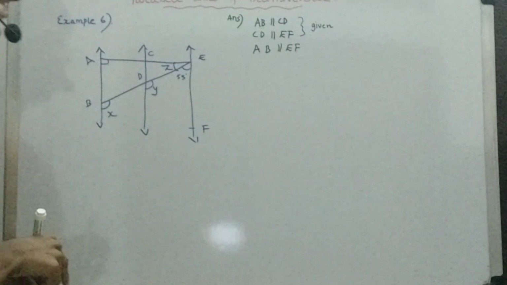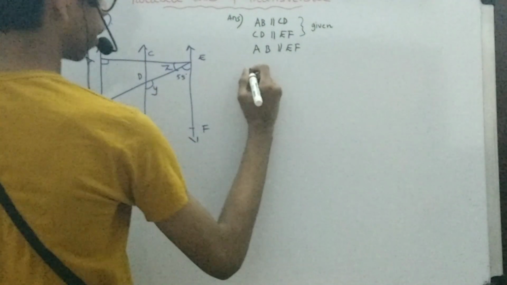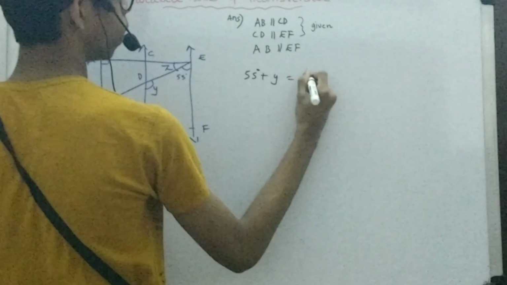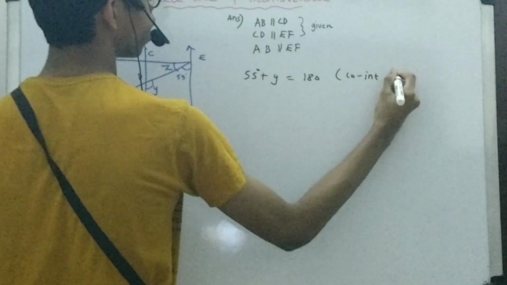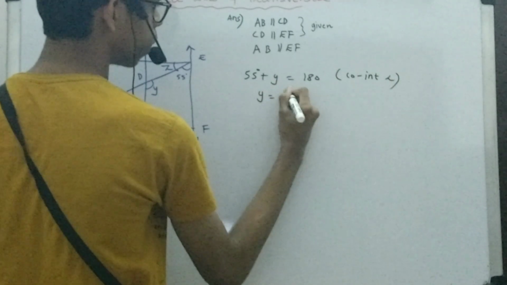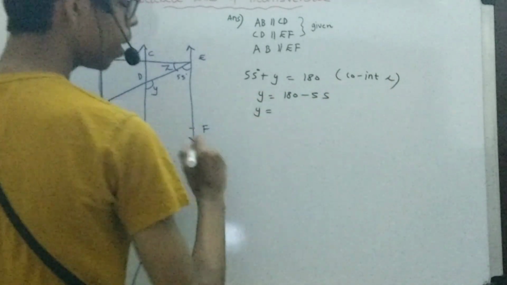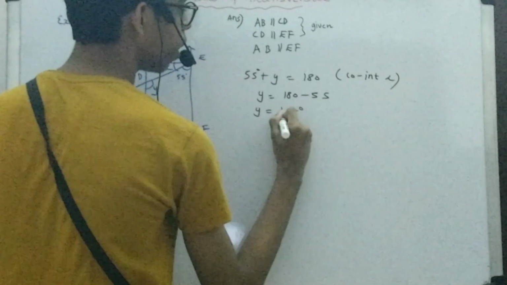So we know co-interior angles are supplementary to each other. So from here I can write 55 degrees plus y is equal to 180, because they are co-interior angles. So from here you will be getting y is equal to 180 minus 55 degrees. So y is equal to 125 degrees.